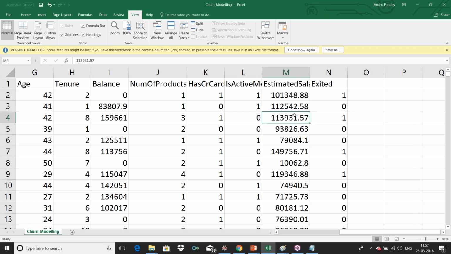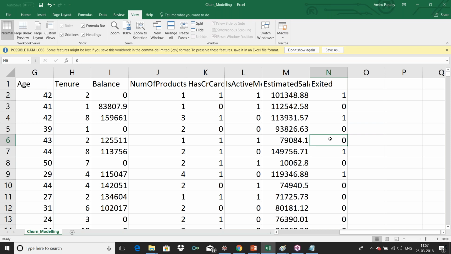Now the problem is what? The bank found out that in the last 6 months, a lot of customers started leaving the bank. So here, this column shows that this customer left the bank. This customer did not leave the bank. This customer left the bank. This customer did not leave the bank. So in the last 6 months, a lot of customers left the bank and the bank is worried.